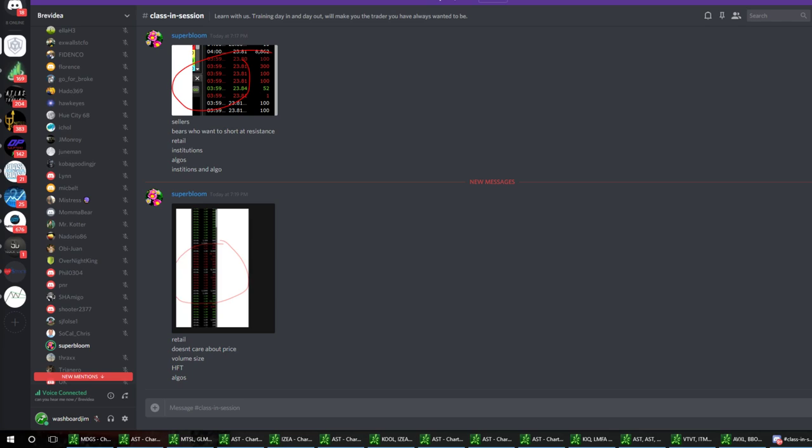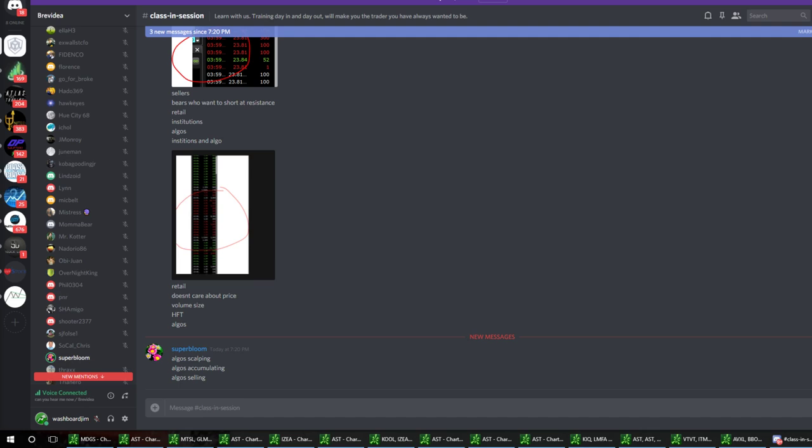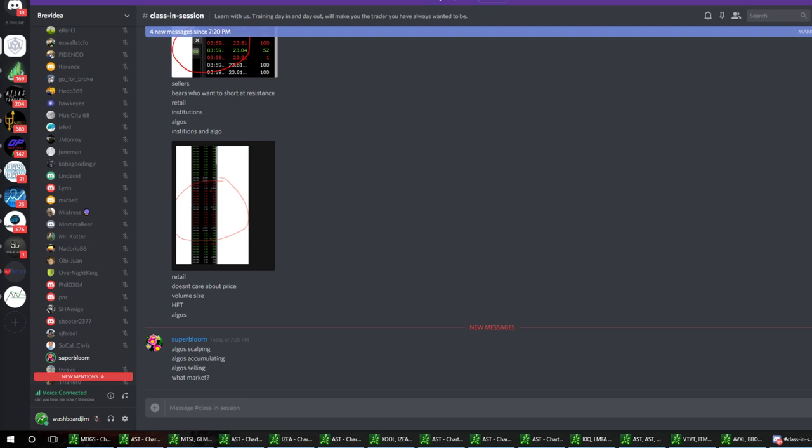There are algos that are scalping, there are algos that are accumulating, these are computer programs accumulating, and there are algos that are selling. The algos can do so many things, and it really depends on what market. I'll go through that later, because that part's going to get confusing.